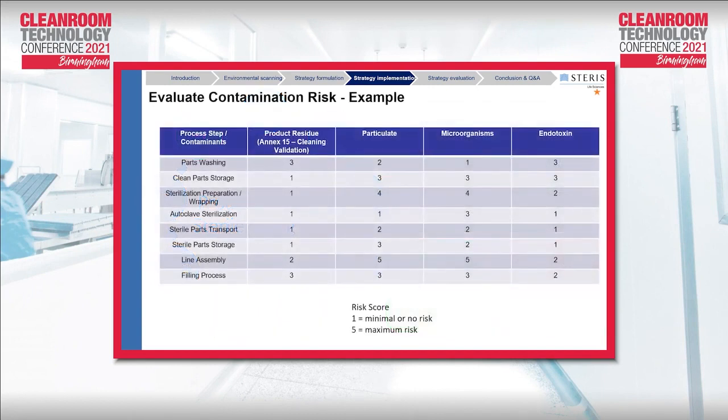So after you have mapped your process and identified your sources of contamination, the goal is then to evaluate this contamination. So here it's an example of a risk assessment. We're not looking at product residue, as it falls under Annex 15, which is under the cleaning validation program. However, we are looking at particles, micro, and endotoxin. This is here the process step, and then here is the number where 1 is the minimum risk and 5 is the maximum risk. Again, this is an example, and where we have identified as the high risk, for example, the preparation of this before the sterilization of the material and then the line assembly.